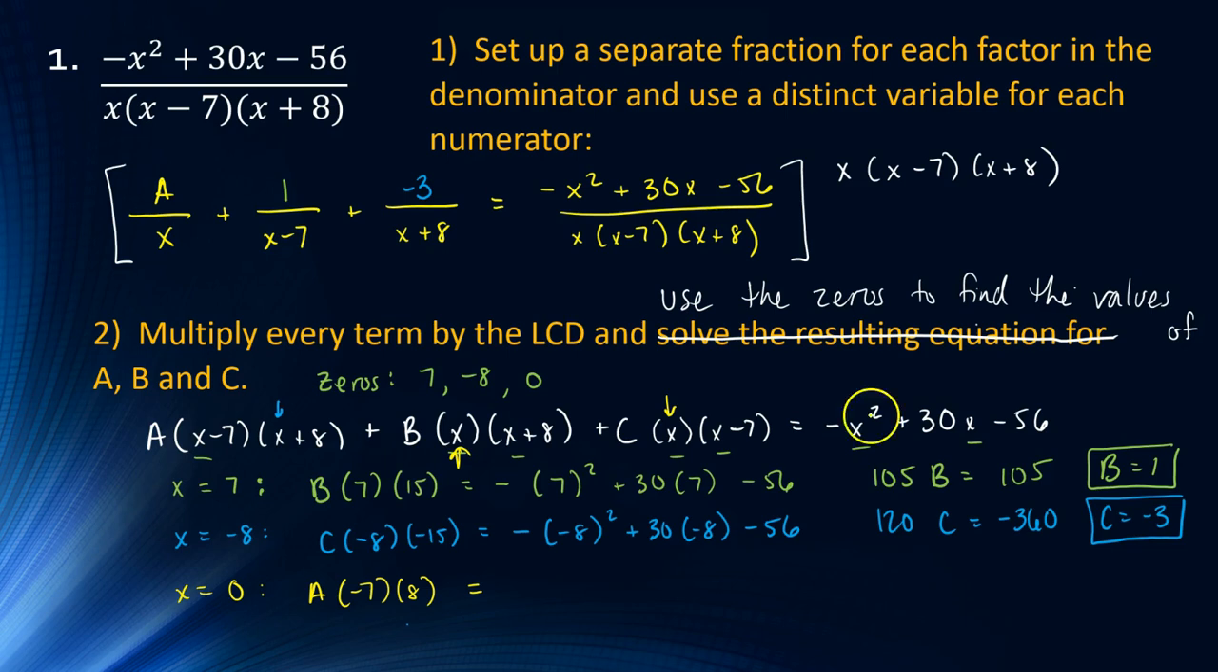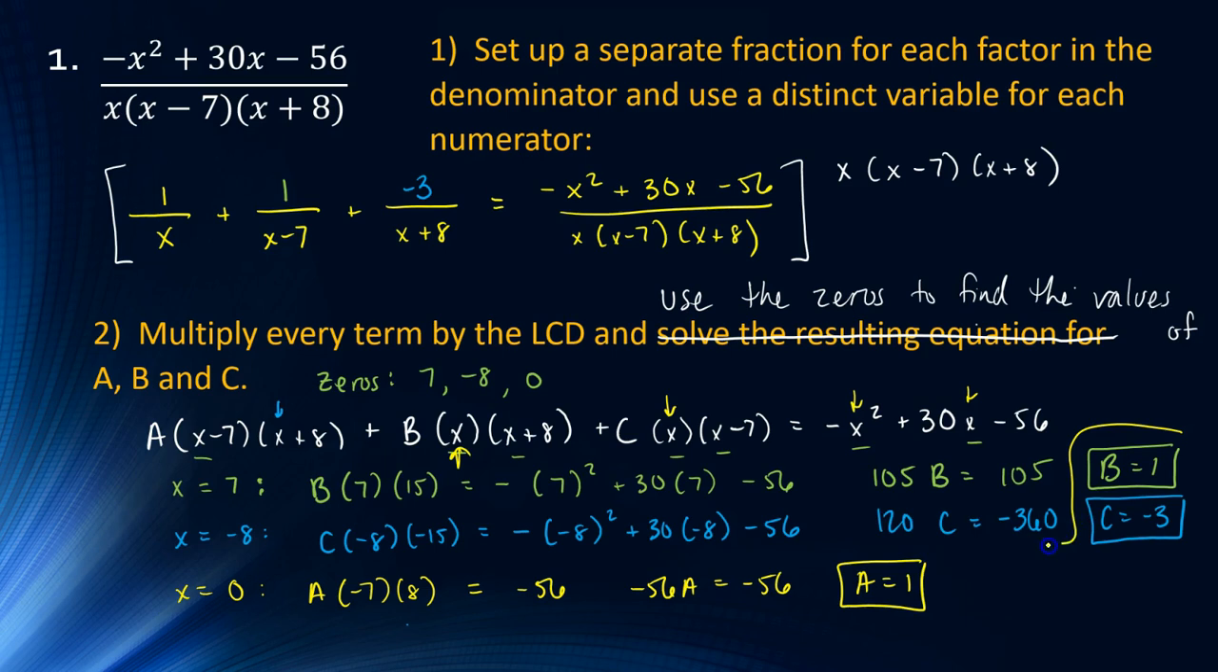Now watch what happens on the right side. When I put 0 here and I put 0 here, if I simplify that, I get negative 56 on the right. So in other words, I get negative 56a on the left equals negative 56 on the right. So if I divide by negative 56, I get my a value is 1.